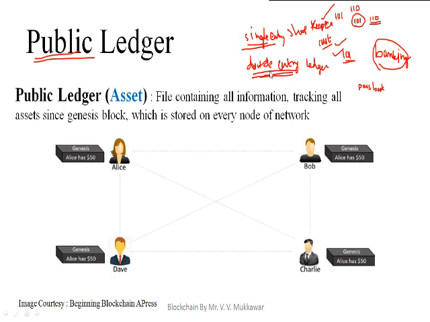So what is the public ledger? A public ledger is nothing but a file containing all information, tracking all the assets since the Genesis block. The Genesis block indicates the first block that has been created inside a blockchain.